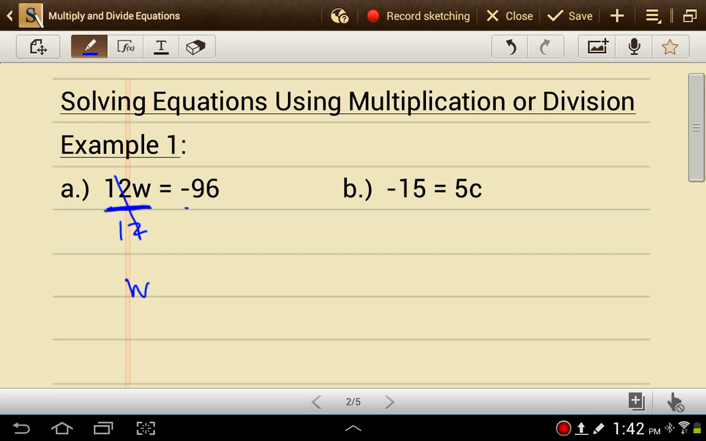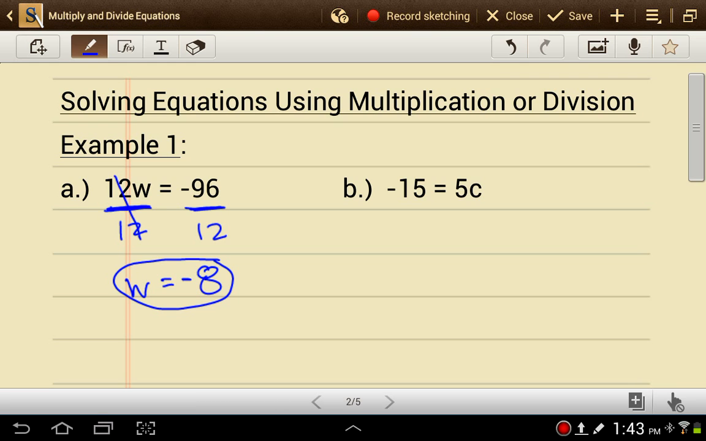On this side, I must do the same thing. So I divide that side by 12. And negative 96 divided by 12 is, well, 96 divided by 12 is 8. A negative divided by a positive is a negative, and I get w equals negative 8. And again, you can always check your work by plugging it in. Negative 8 times 12. 8 times 12 is 96. Positive times negative is a negative. You can use your calculators to do these also.